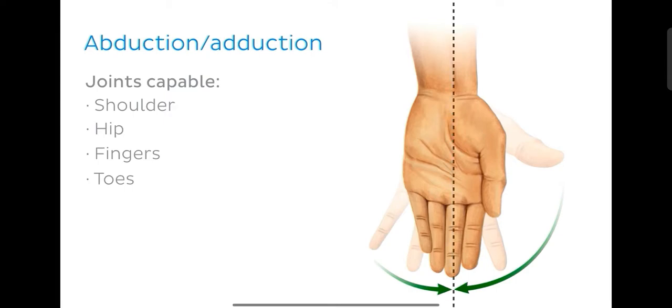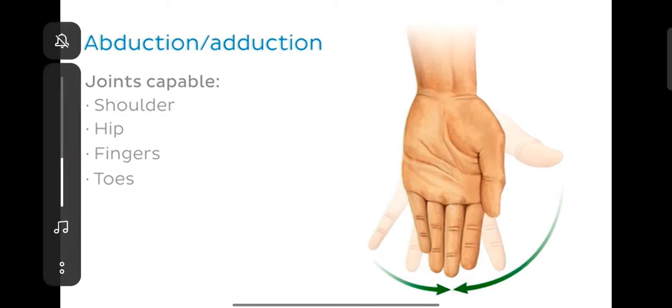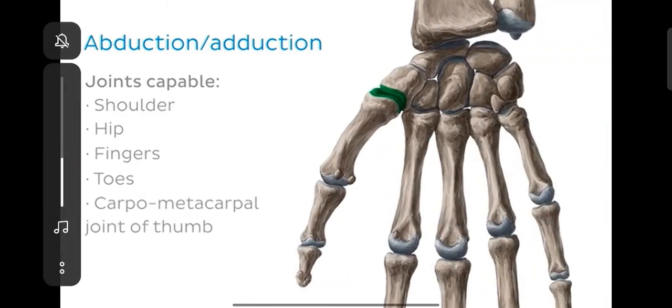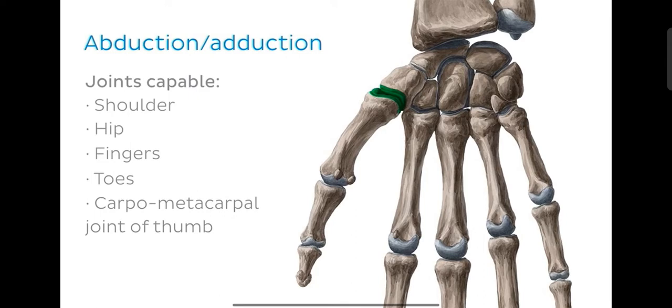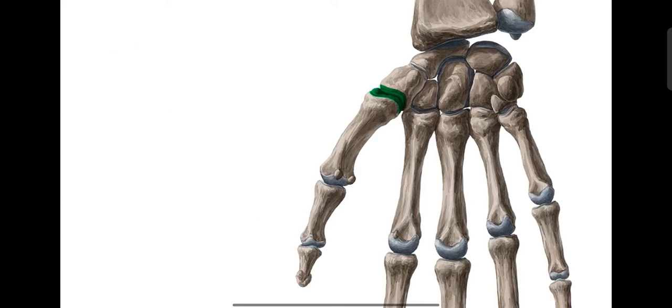With the fingers and toes, we take the midline as the midline of the limb, which runs through the middle digit instead of the midline of the body. In the thumb, rather than the MCP joint, which is here, the carpometacarpal joint of the thumb, seen here in green, permits abduction and adduction of the thumb. So that's all that we have for abducting and adducting joints. Now we're going on to rotation.